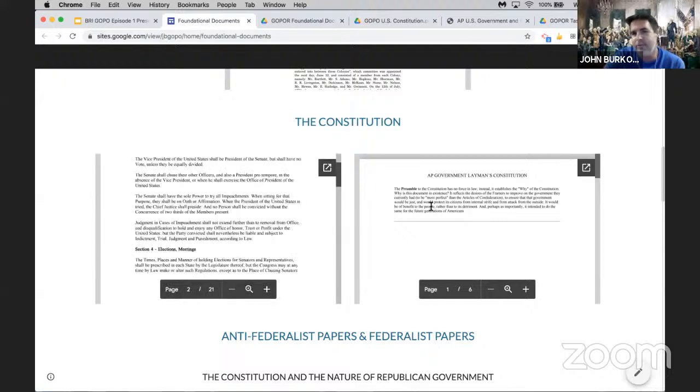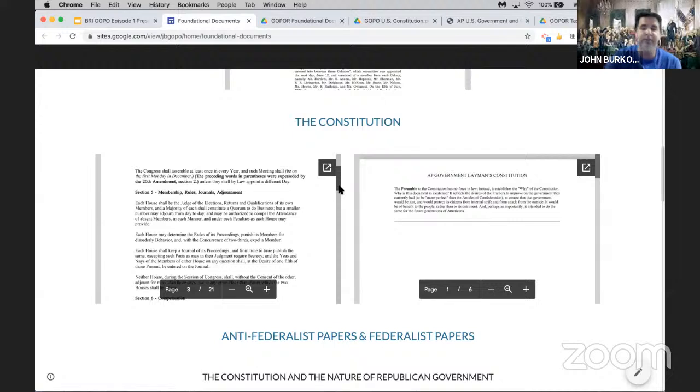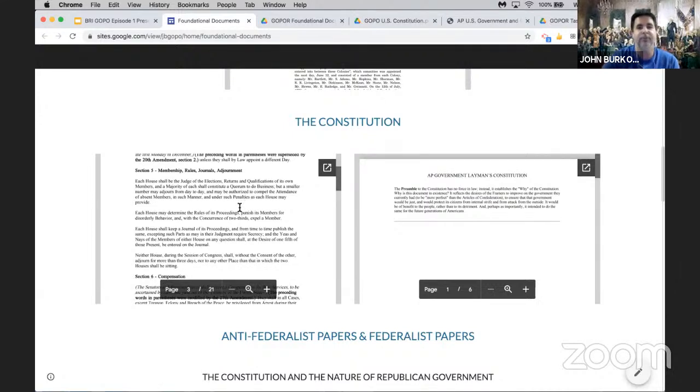So, you have the layman's term, but be careful, because the layman's term is just trying to help you understand what is being said here. But specifically, those enumerated powers you have to worry about, those exclusive powers, you've got to go back to the source and you've got to be able to read framers' English.